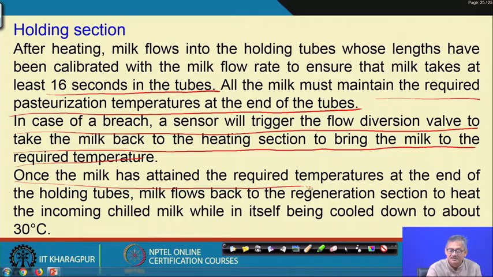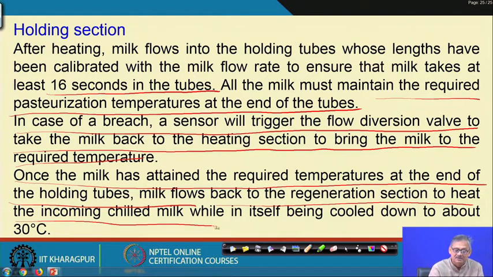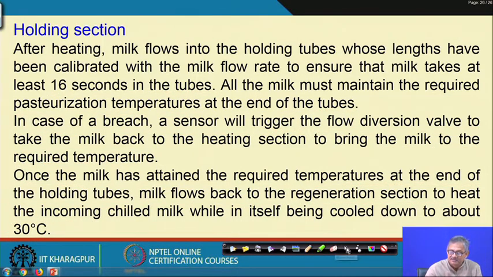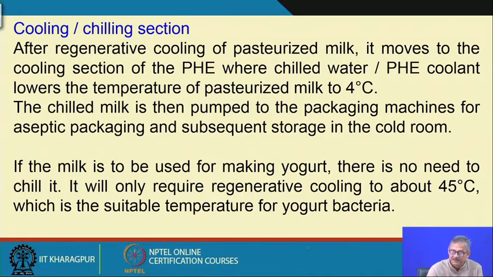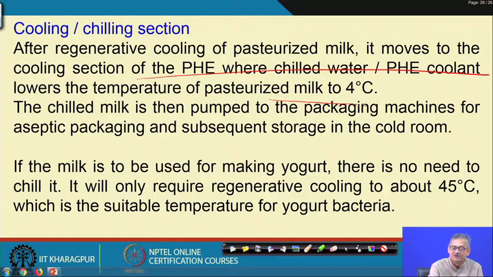Once the milk has attained the required temperature at the end of the holding tubes, it flows back to the regeneration section to heat the incoming chilled milk, while itself being cooled down to about 30 degrees centigrade. This is again back to pasteurization. After that, it goes to chilling or cooling, again done by a plate heat exchanger, so that after pasteurization it is brought down to 4 degrees centigrade, and the chilled milk is then pumped to the packaging machines for aseptic packaging.